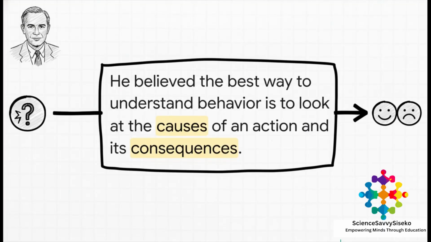And the key person behind this is B.F. Skinner. He basically said, look, if you really want to understand why people do what they do, you have to look at 2 things: the causes of an action and, this is the big one, its consequences. He called this whole powerful idea operant conditioning.